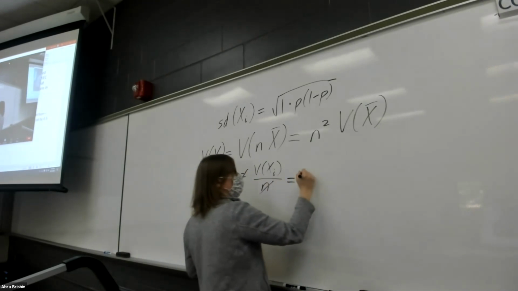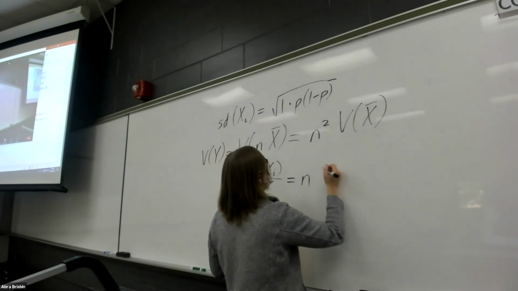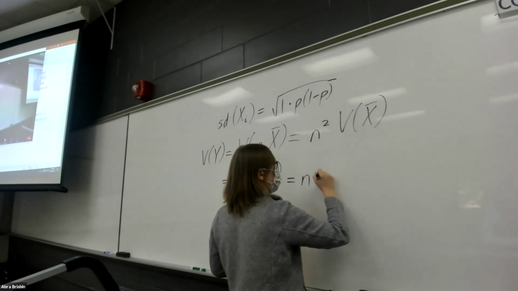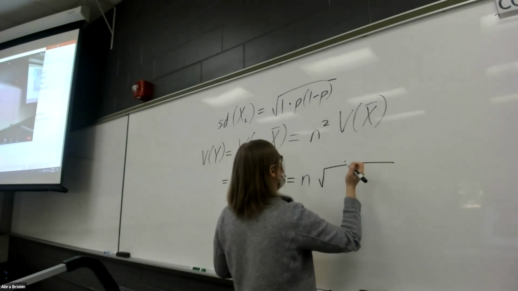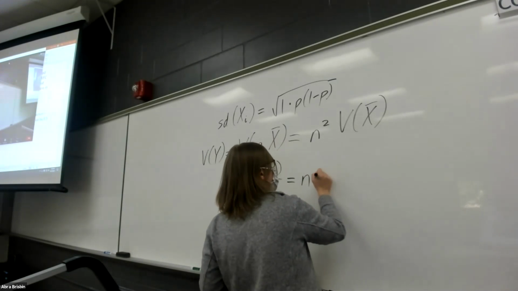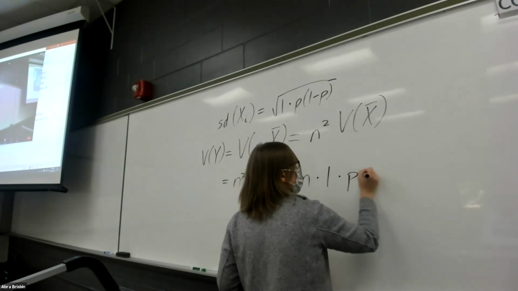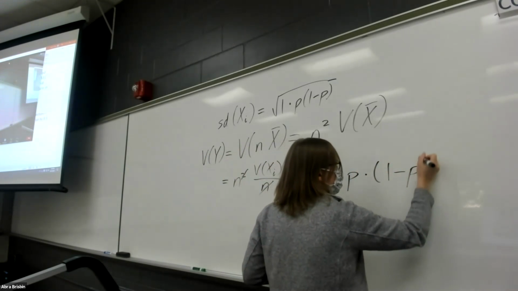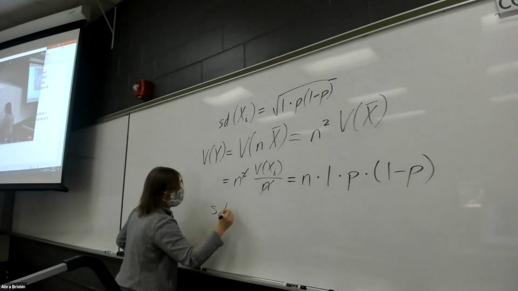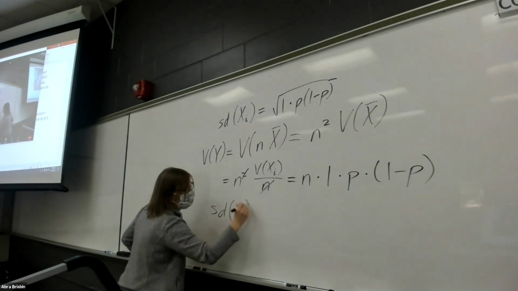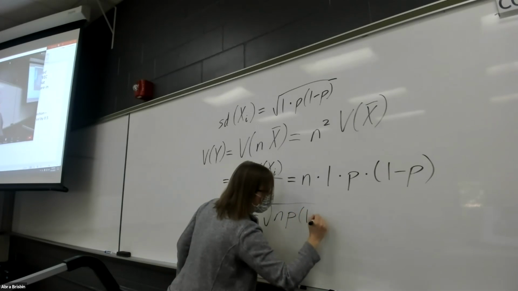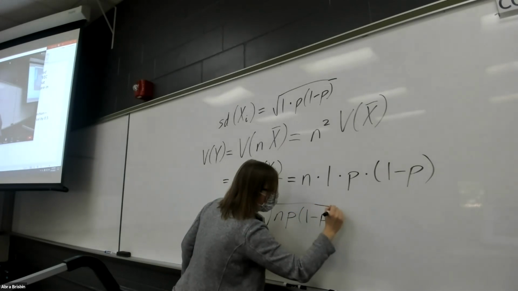So n times the variance of x sub I is n times, oops, not the square root, we're no longer dealing with the standard deviation, 1 times p times 1 minus p, which gives us the same thing. So the standard deviation of y then is the square root of n times p times 1 minus p.